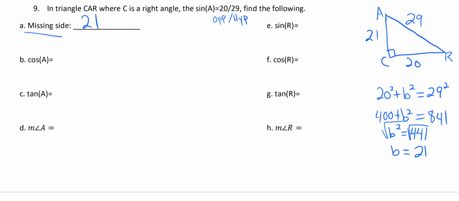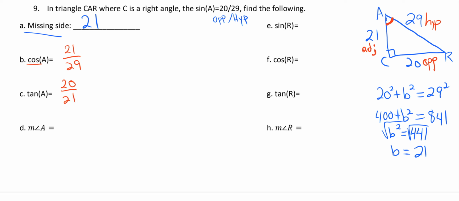So now let's take a look at the rest of our trig functions here. So we're going to start with the cosine of A. To find the cosine of A, you look at angle A and identify your sides. Cosine, I need the adjacent over the hypotenuse. So that's going to be 21 over 29. Next one, tangent of that same angle A. Tangent is the opposite side over the adjacent side. So I'm going to have 20 over 21.